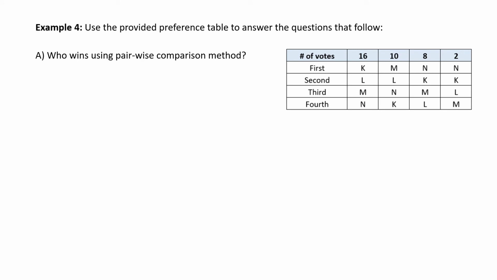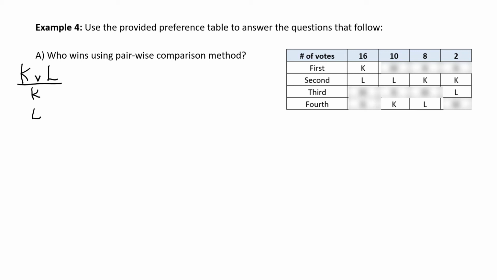And finally, let's look at the next example. Using the provided preference table, Part A, determine who wins using a pairwise comparison method. We've got K, L, M, N, so 4 candidates. That gives us 6 head-to-head matches. Let's begin with K first. So we'll do K versus L. And we'll look at K and L.